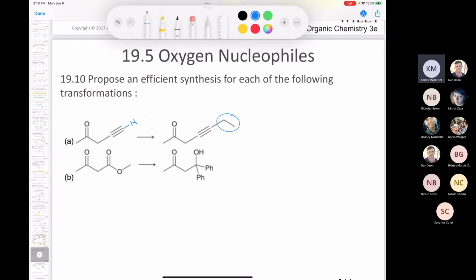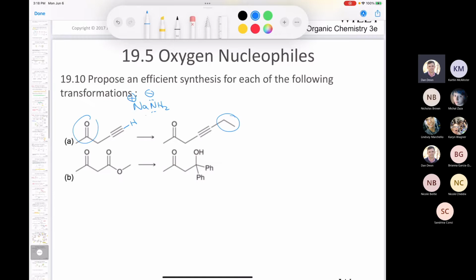NaNH2 followed by ethyl iodide. Exactly. NaNH2 followed by ethyl iodide. What's the problem with that? Okay, let me just go back. There's no problem with that using those conditions. However, if you had a carbonyl here, what's going to happen? You've got Na plus and NH2 minus, and you've got a carbonyl. This thing is just going to attack it like crazy. NaNH2 is a strong enough nucleophile to attack that like stink.